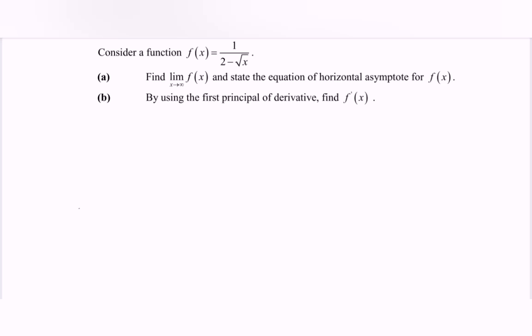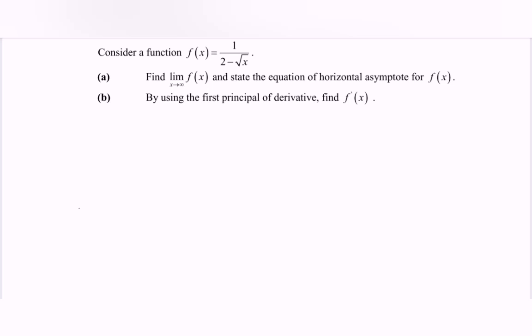Hello everyone, in this video I'm going to discuss an example for limits and also the first principle of derivative. Consider a function f(x) which is equal to 1 over 2 minus √x. A. Find the limit when x approaches infinity for the function f(x) and state the equation of the horizontal asymptote.